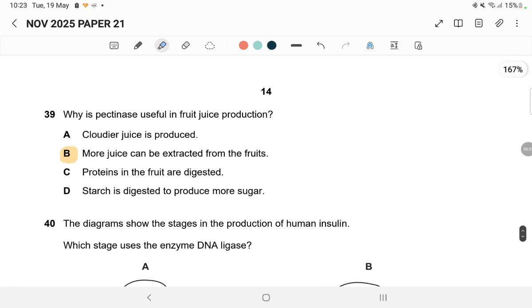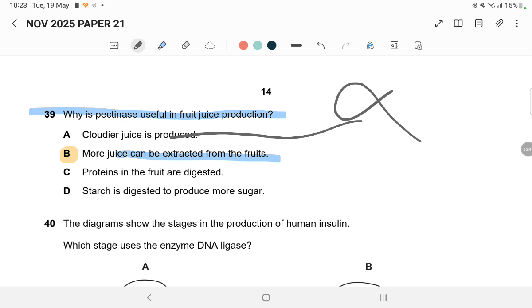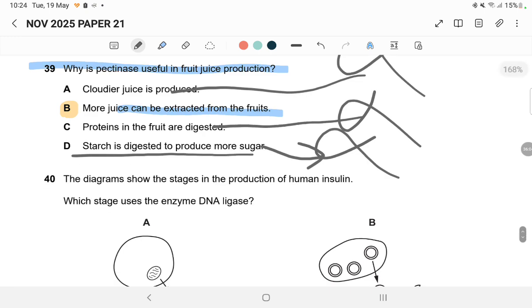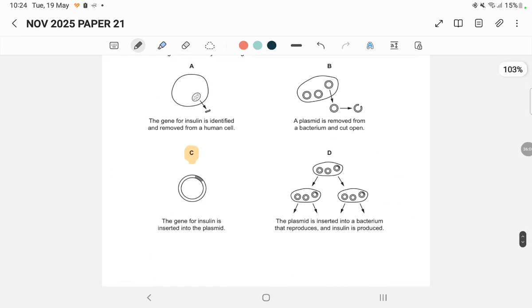39 is telling you here, why is pectinase useful in fruit juice production? Because more juice can be extracted from the fruits. It's telling you cloudier juice be reduced. Actually, that is incorrect because it does not have anything to do with turbidity. Proteins in the fruit are digested, but pectinase is not used to digest proteins. Starch is digested to produce more sugar? No, because you need amylase, and pectinase is not amylase. So D will be incorrect. So only B is the correct answer.